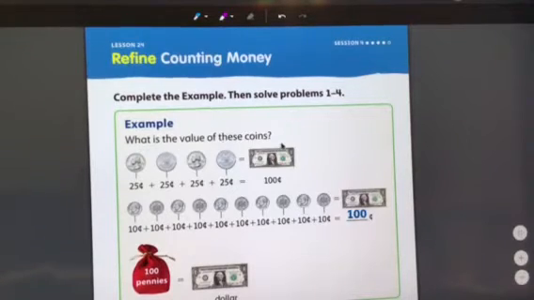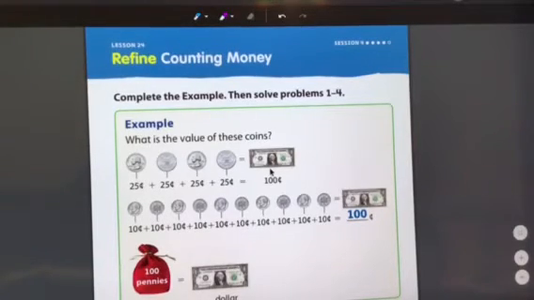What is the value of these coins? Right here we have 4 quarters and they're showing that 4 quarters, each one is 25 cents. So when you're adding them together, because that's what you're doing when you're counting money, 25 and 25 is 50. Then 50 and 25 more is 75. 75 more is 100. So 4 quarters together equals 100 cents, which is the same as a dollar.